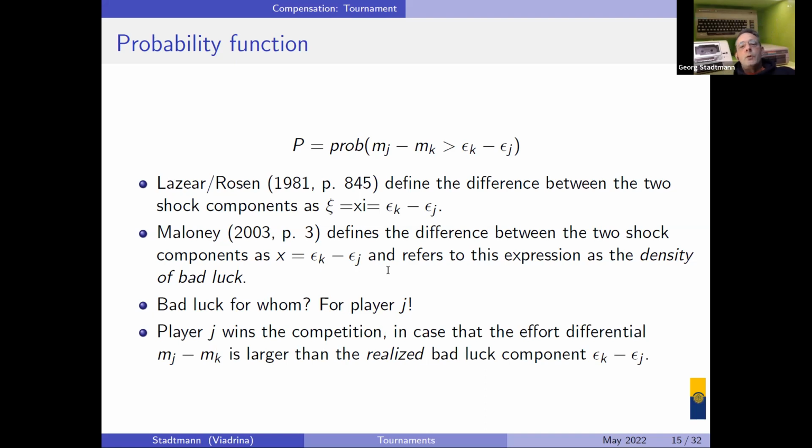How can player J win the competition? Player J can win the competition in case that the effort differential is larger than the realized bad luck component. So when agent J has bad luck and the luck component for K is larger than the luck component for agent J, he can still win the competition in case that he has put more effort into the process, in case that mJ minus mK is larger than the realized bad luck component.